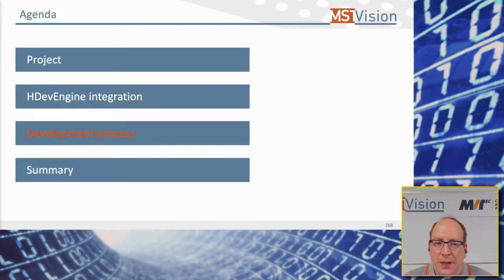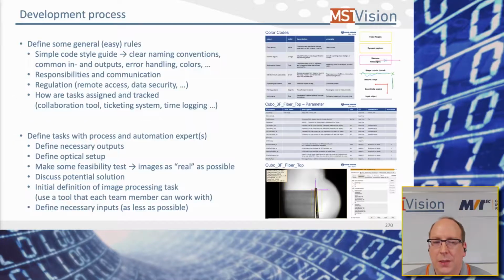And how do we work regarding development processes? We are a small team. We work with different customers. We work with big projects. And we recommend that you sit down and define some general easy rules, like a simple code style guide, what names you want to have, the common inputs and outputs, a color code, who is responsible for what, who can use the machine. We are a service provider, so how are tasks assigned and tracked, is there a collaboration tool.